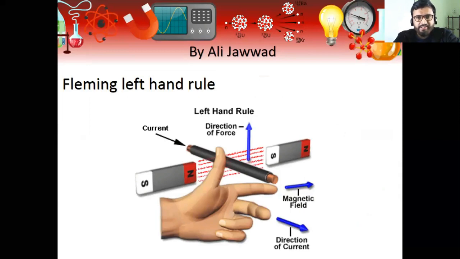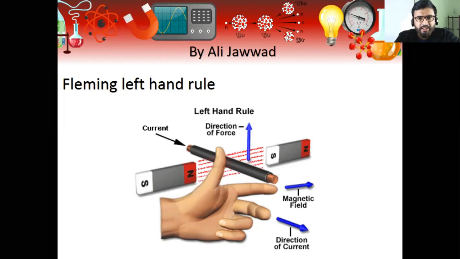What does it say? It says that the index finger of the left hand determines the direction of magnetic field. So we will always use this index finger to point in the direction of magnetic field, while the middle finger is used to give the direction of electric current through a conductor, and the thumb gives the direction of force which will be experienced by the conductor.